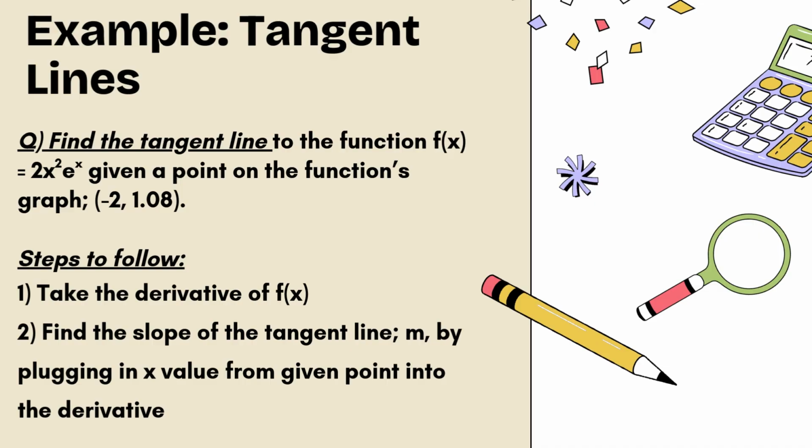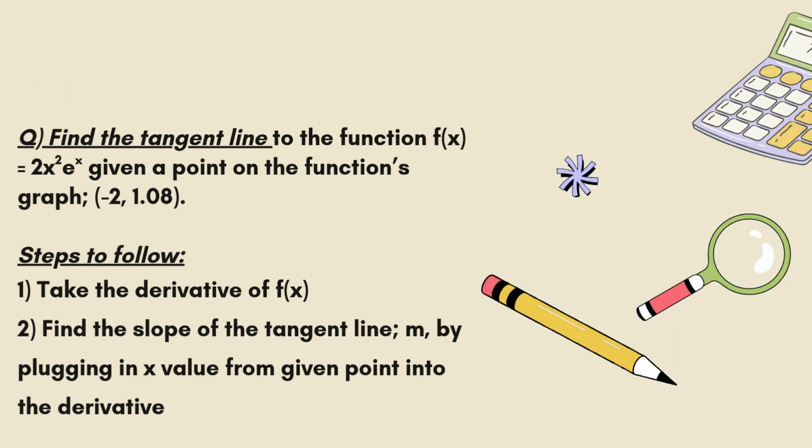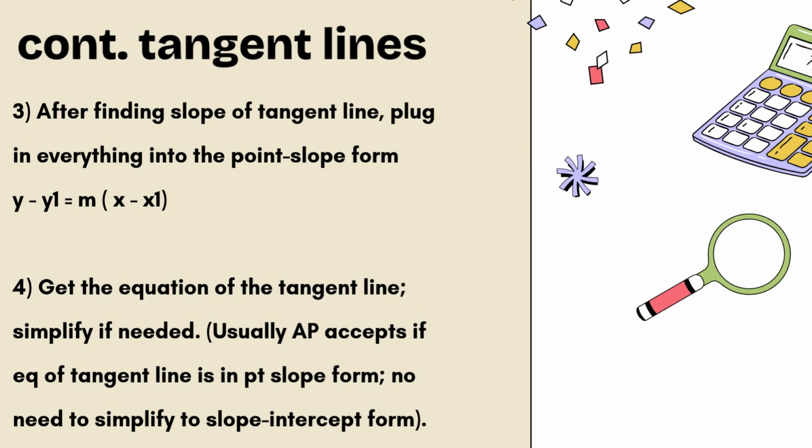these are the steps to follow. First, you have to take the derivative of the function provided. Second, you will find the slope of the tangent line, represented by the variable m, by plugging in the x value from their given point into the derivative function. Whatever value you get from that is going to be the slope m.